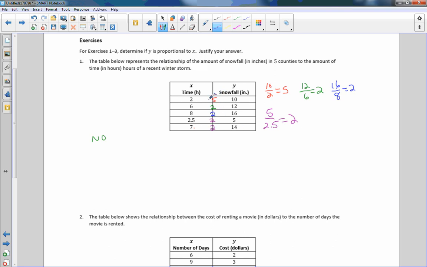So they're all 2 except for this 5 here. If this time and snowfall amount was not in here, then this would be proportional, but since this is different, then no, it is not proportional, and here's the reason.